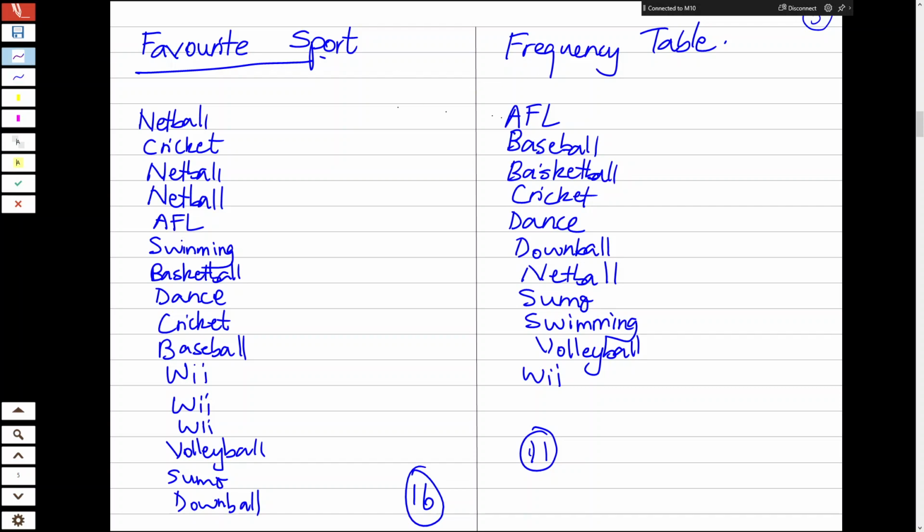So I'll give these columns a title, a heading. So let's say sport, frequency, and percentage. All right. So now I want to change the data into a form where I know how many people chose each sport.